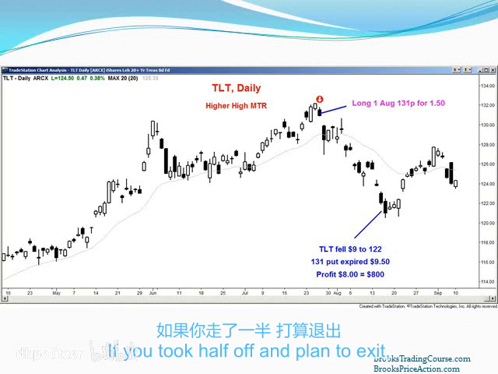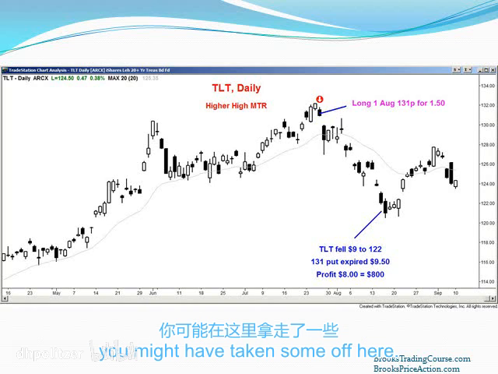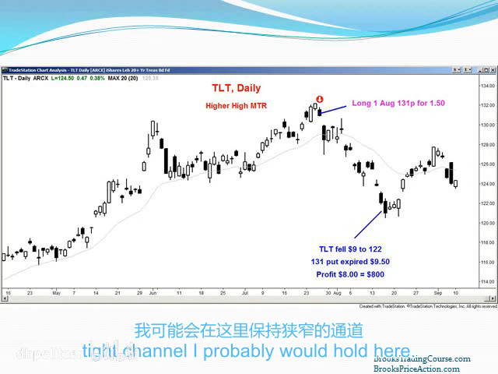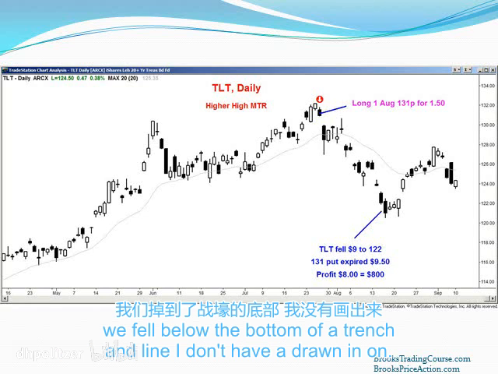If you took half off and plan to exit if the TLT went above your signal bar, and then you were going to let the rest swing, you might have taken some off here. Tight channel, I probably would hold. Here we have the third push down, 1, 2, 3. We fell below the bottom of a trend channel line. I don't have it drawn in.